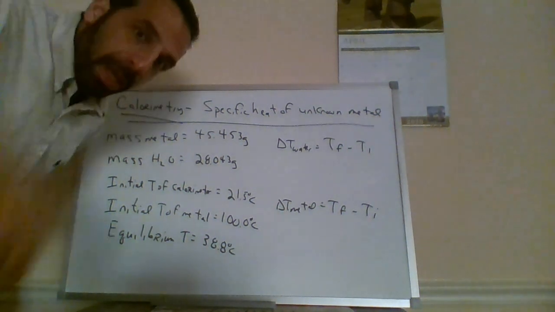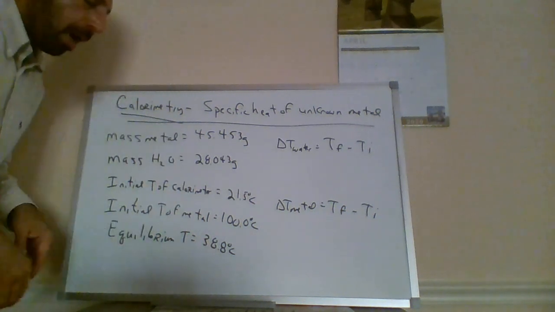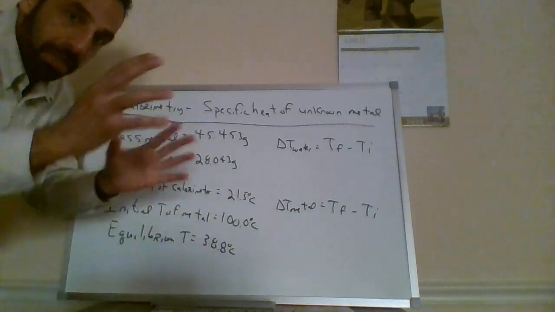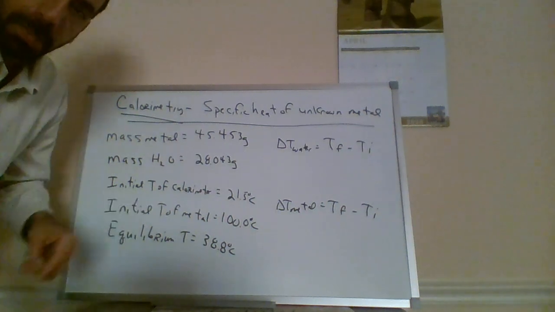So let's take a look at some calculations from lab number 9. I made that video in which we had metal. We heated the metal up to 100 degrees Celsius, dumped it into a calorimeter, which is just an insulating device, and we saw the temperature of that calorimeter rise. So let's go through some of these calculations.